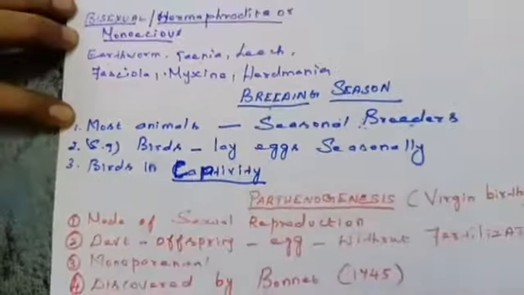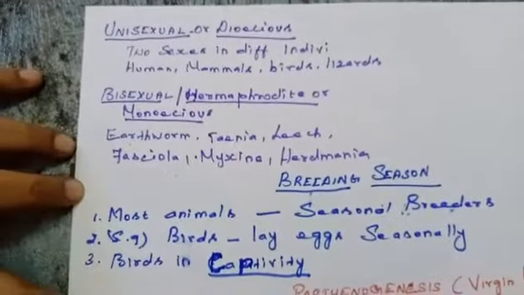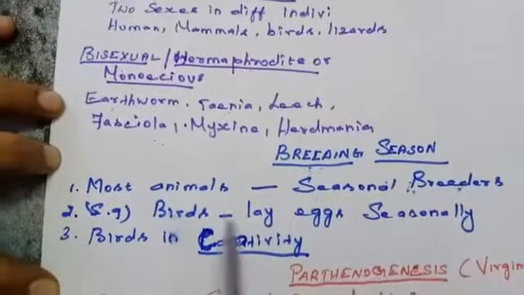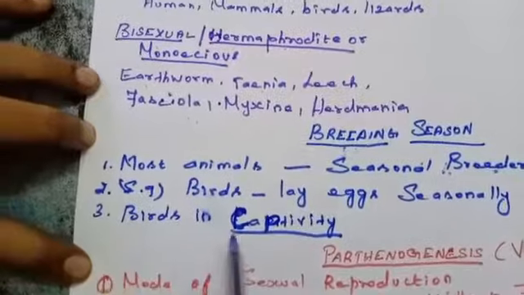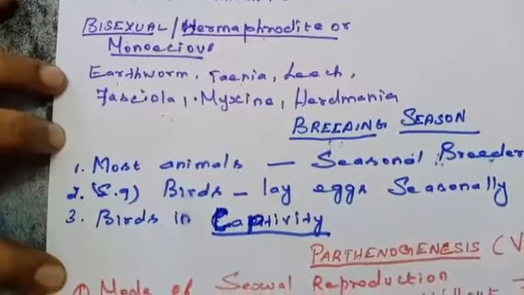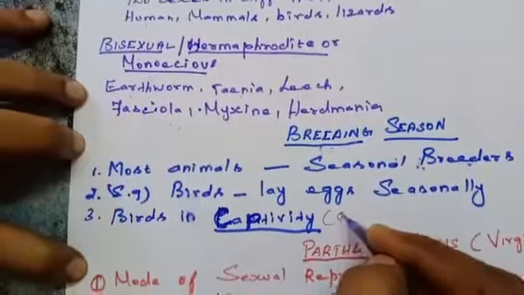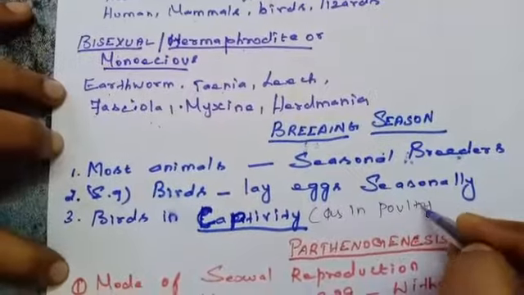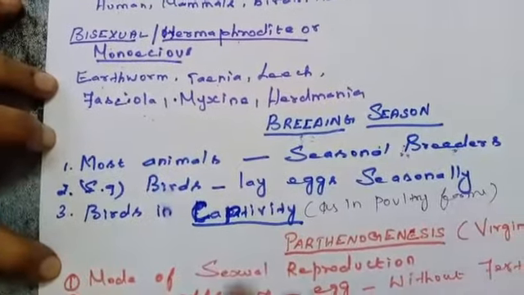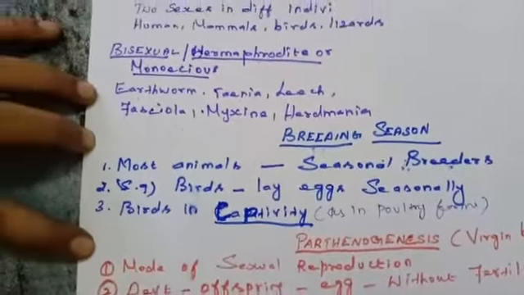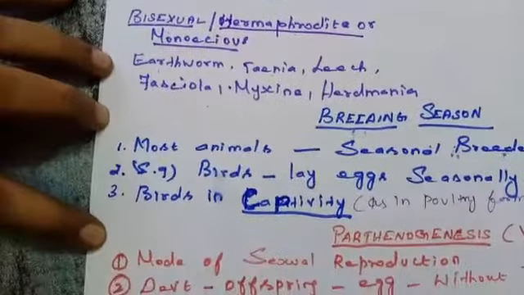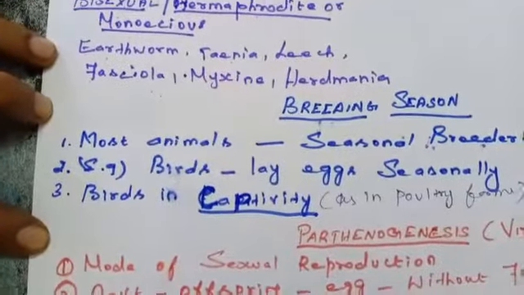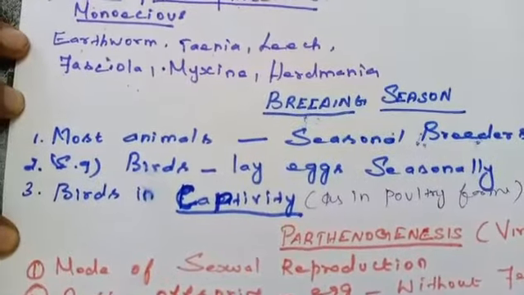Next one, breeding season. Most animals are seasonal breeders. They don't breed throughout the year. For example, birds lay eggs seasonally. Birds in captivity, as in poultry farms, are given hormone injections and made to lay eggs throughout the year. But this does not come under the breeding season. They do that for economic reasons.